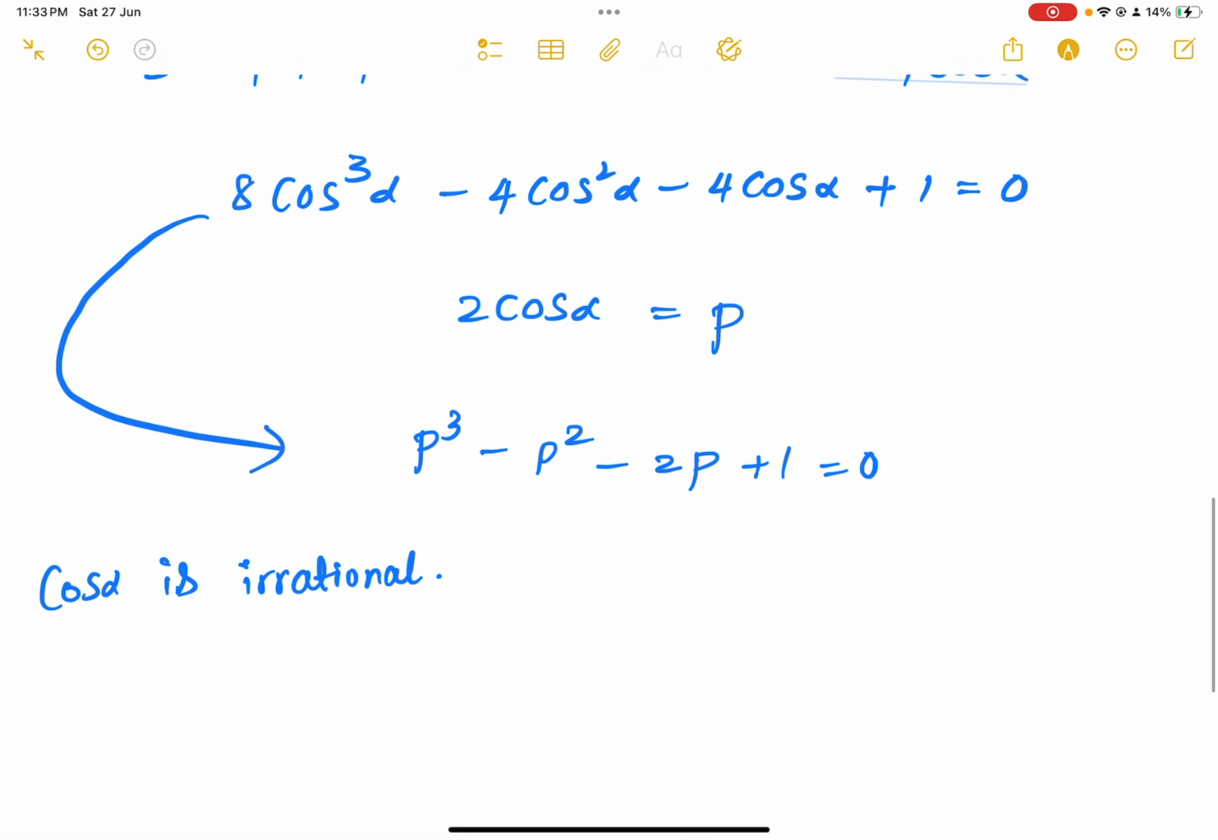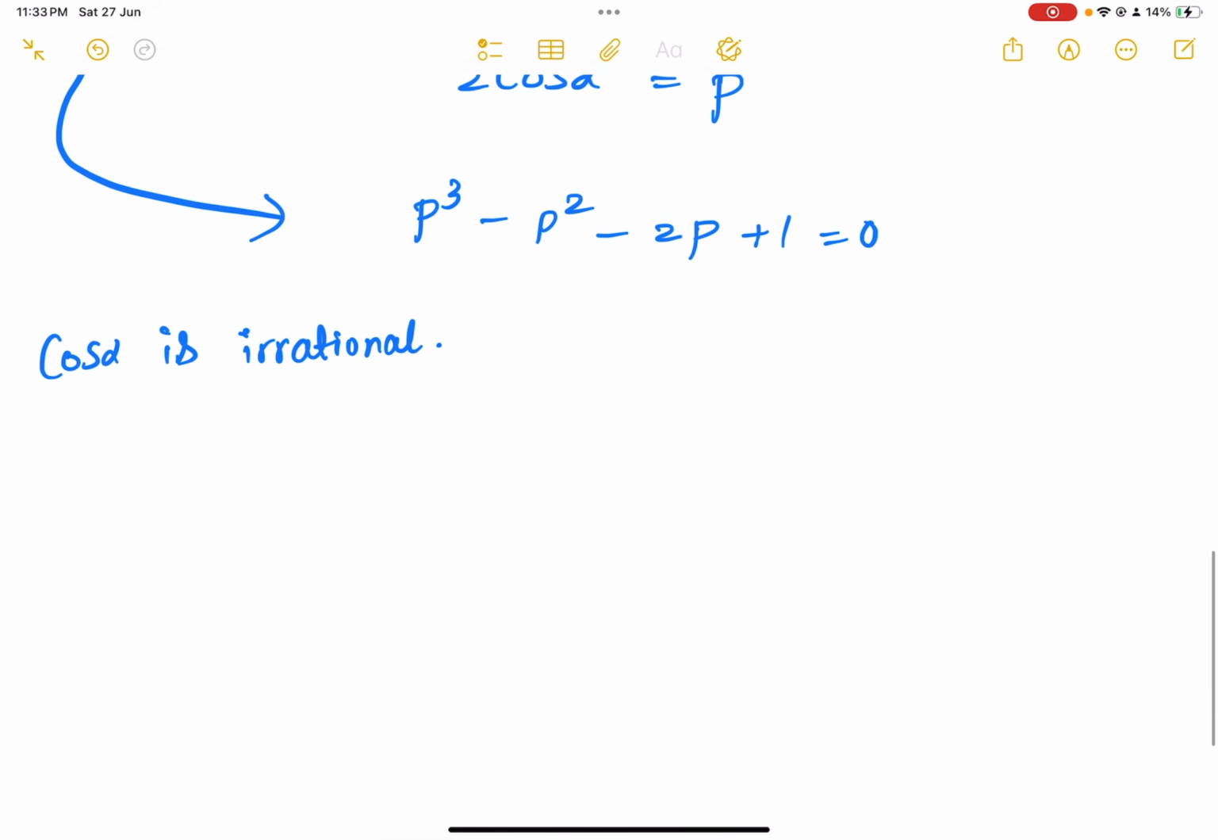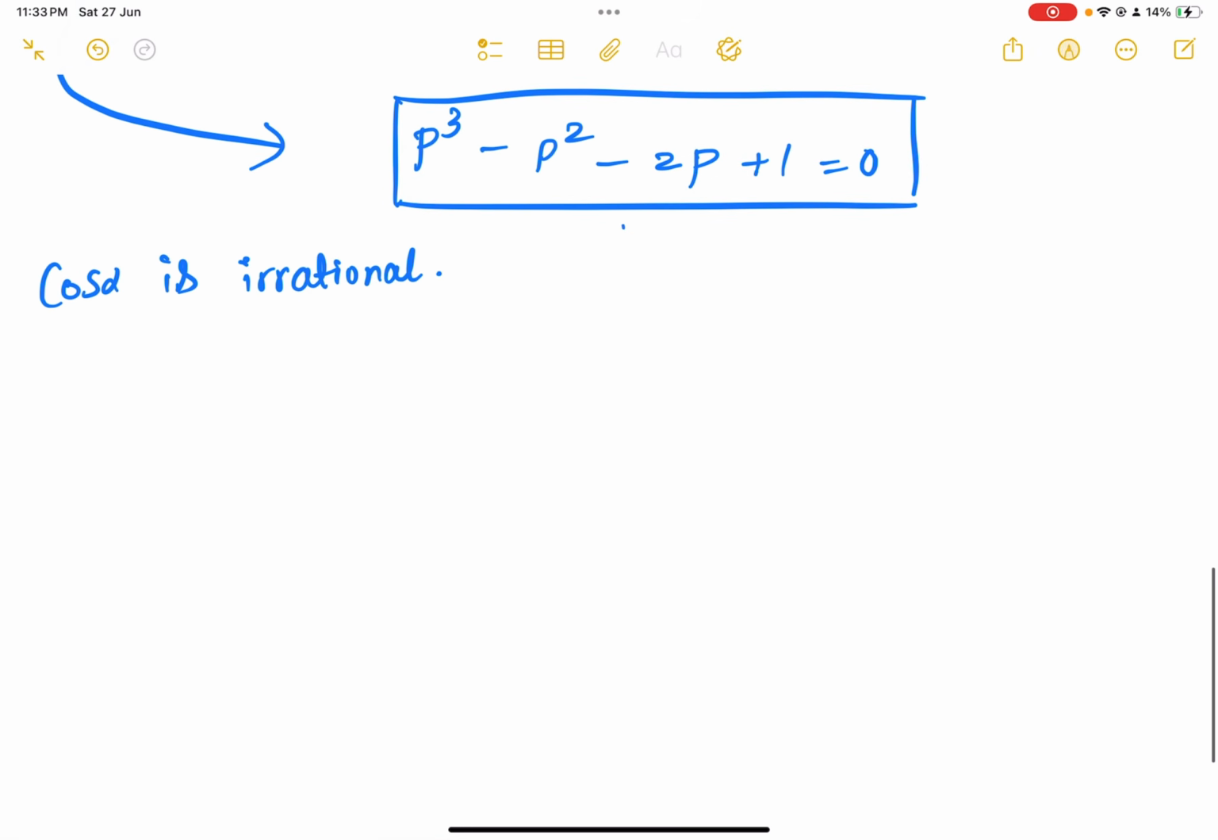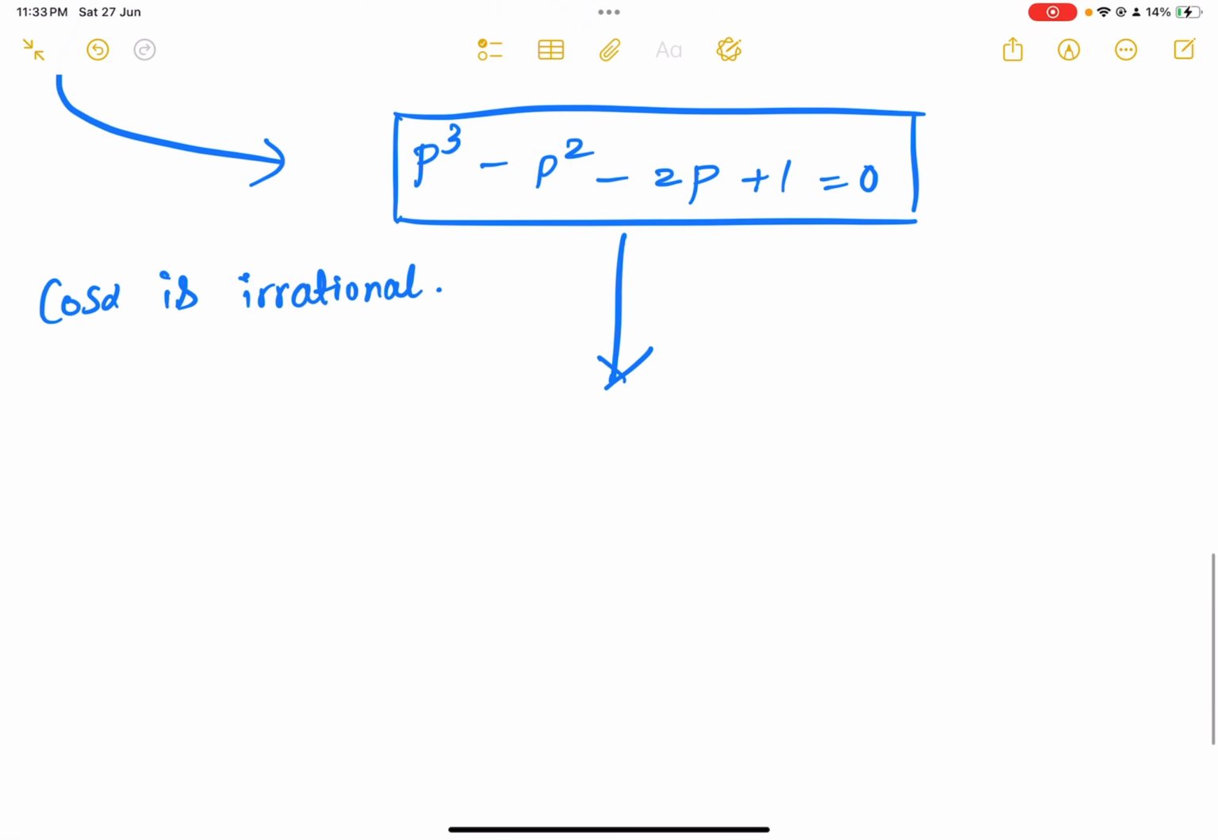Alright. So now let us analyze this particular cubic equation. Let us say this has rational roots. What are the possible rational roots of this particular equation? When the coefficient of the highest degree term in a cubic polynomial is 1, then the rational roots must be the factors of the constant term. Alright. So this is what the rational root theorem says.